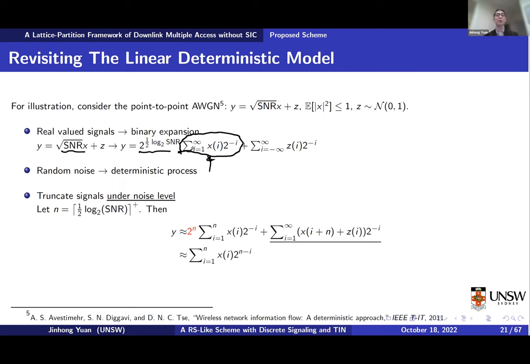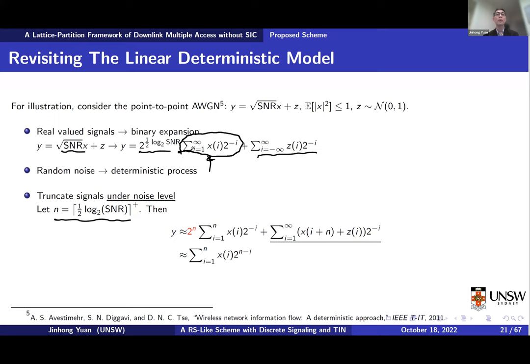It's very simple. In the meantime, we also represent your noise in a binary expansion. So basically you consider a deterministic process for your random noise. With that, if we assume half log two of SNR, ceiling, equals N, this is not your capacity, but it is close to the capacity at a high signal to noise ratio. So let's say that is the number of bits you try to achieve.